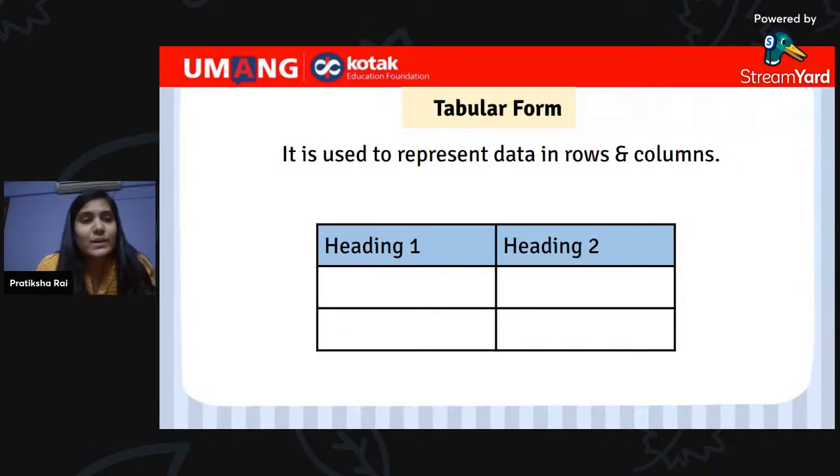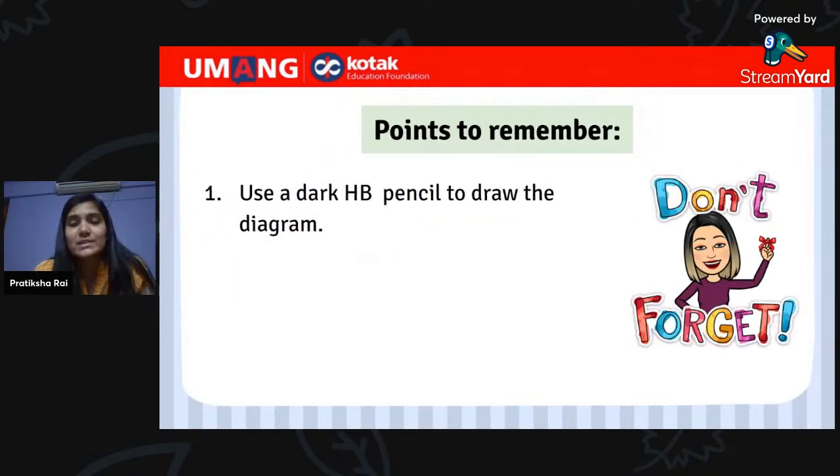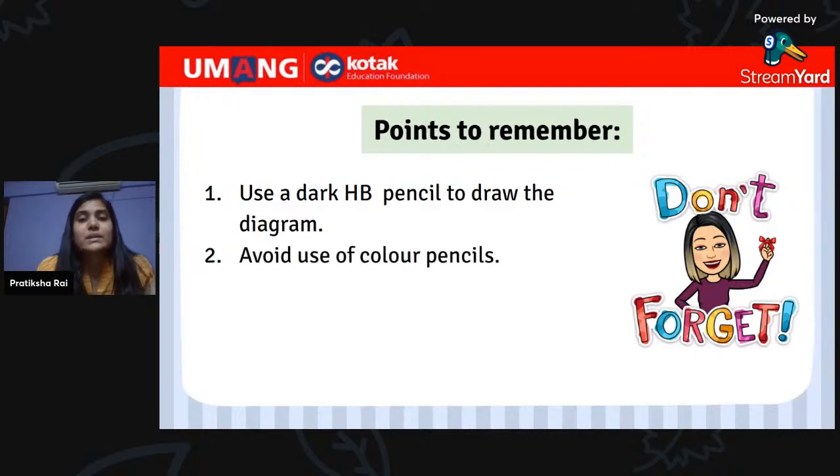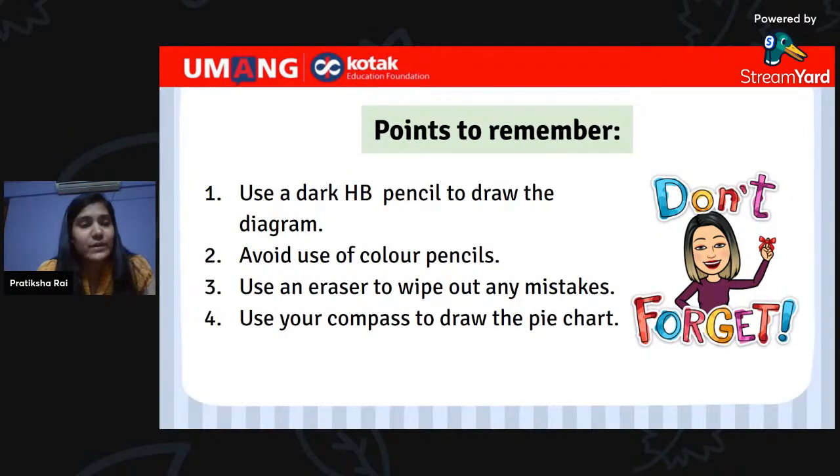Okay, students, when you're drawing all these diagrams, you need to remember a few things. Whenever you're drawing or making a pie chart or tree diagram, you have to follow certain pointers. Okay, let's look at what these pointers are. The first one is always use an HB pencil to draw these diagrams. Okay, avoid use of color pencils. Use an eraser to wipe out any mistakes that you have made. Use your compass to draw a pie chart so that we have a perfect circle. Okay, write your information in pen.